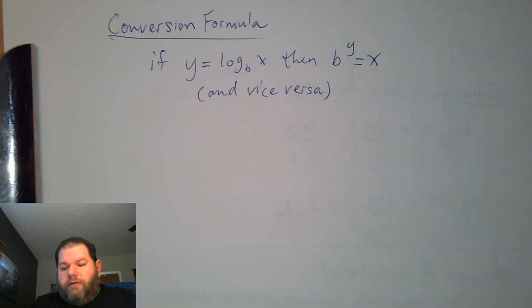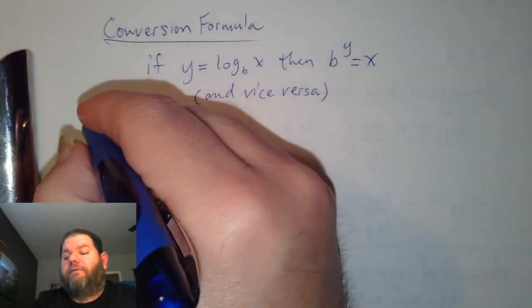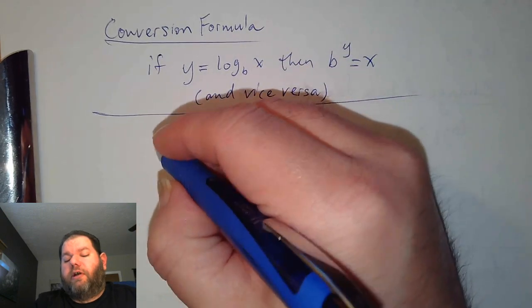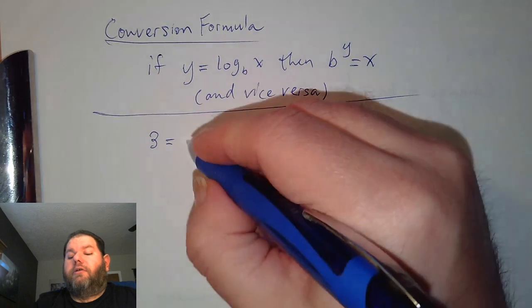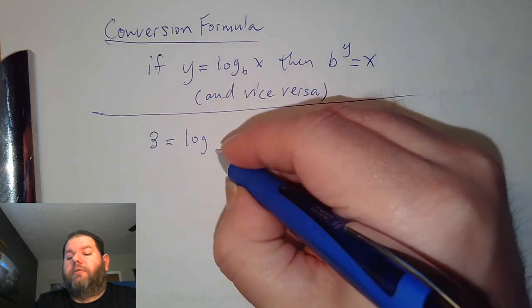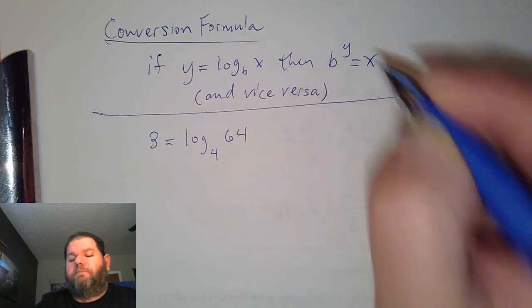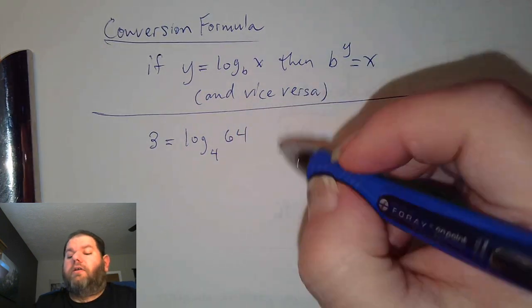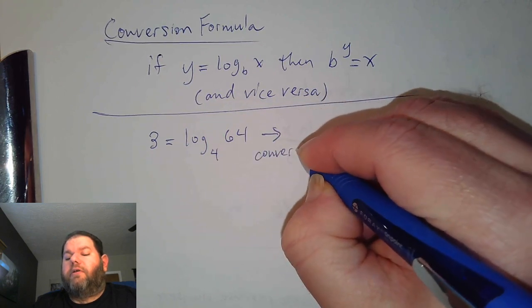All right. So let's explore this conversion formula further and practice it a few times. So we have the expression 3 is equal to log base 4 of 64. And we want to convert this to exponent form.